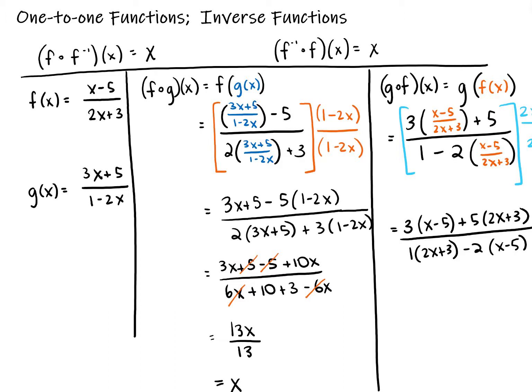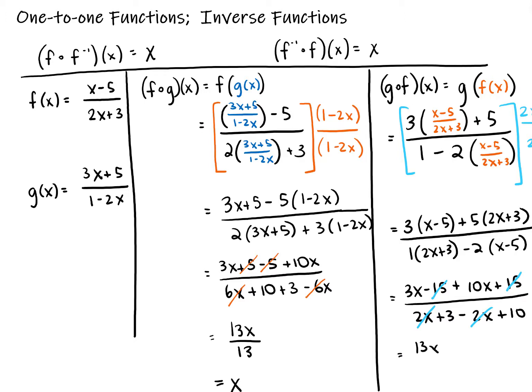I'm going to cancel out my 2x plus 3's and be left with x minus 5. Let's rewrite this. And now that I have it all distributed, I know that the minus 15 and the positive 15 will cancel out, and the positive 2x and the negative 2x will cancel out. And so I'm going to be left with 13x over 13, which once again reduces down to x. Recall that your original setup has to show both f of g of x and g of f of x, and that each time they must simplify down to just x.